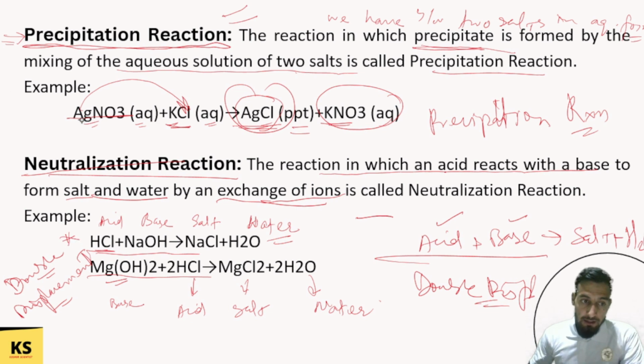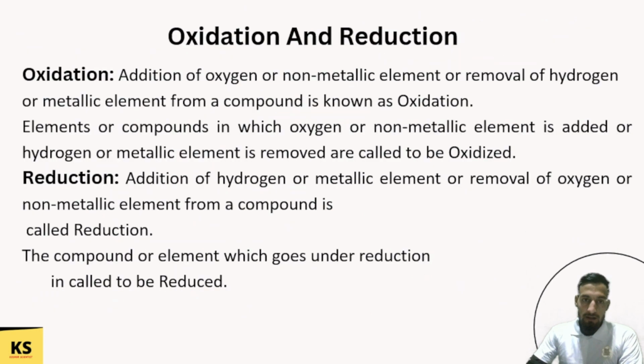So what is a neutralization reaction? They are reactions in which an acid and a base react to form a salt, and there is formation of water also, and this is actually due to the exchange of ions. This is what we call a neutralization reaction. Coming to the last type of reactions that we are going to study in this module and in this chapter, that is oxidation and reduction.